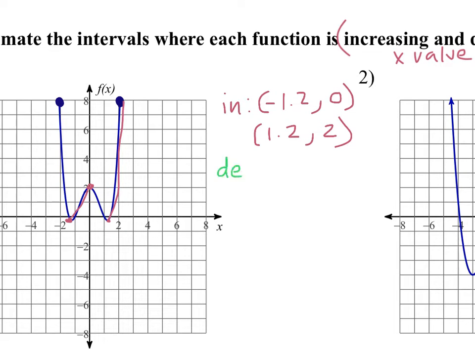And then our graph is decreasing from negative 2 to negative 1.2. And then we're decreasing again from 0 to positive 1.2.